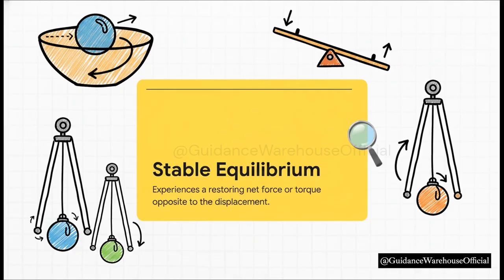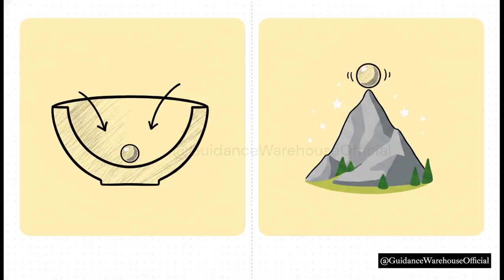back to exactly where it started. And this image right here brilliantly illustrates the difference. Look at the marble sitting at the bottom of the bowl on the left. If you push it slightly up that curved side, gravity kicks in and pulls it right back down to the bottom, right? That is a stable, restoring force in action.